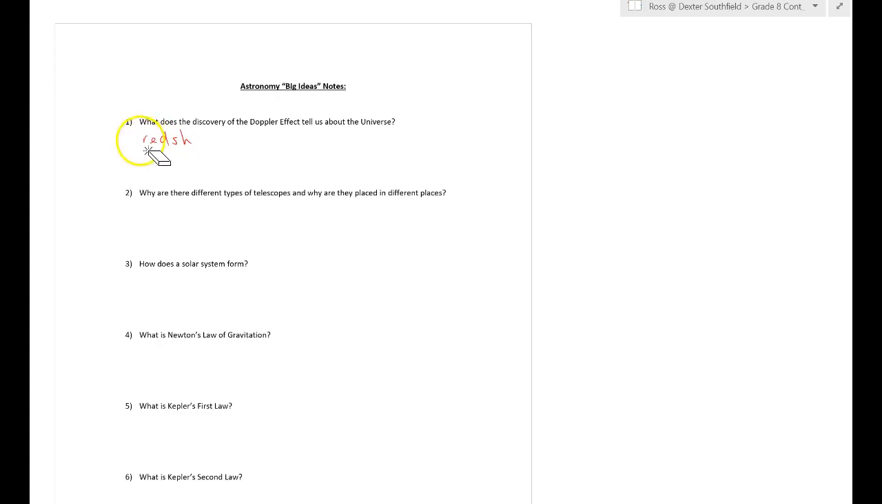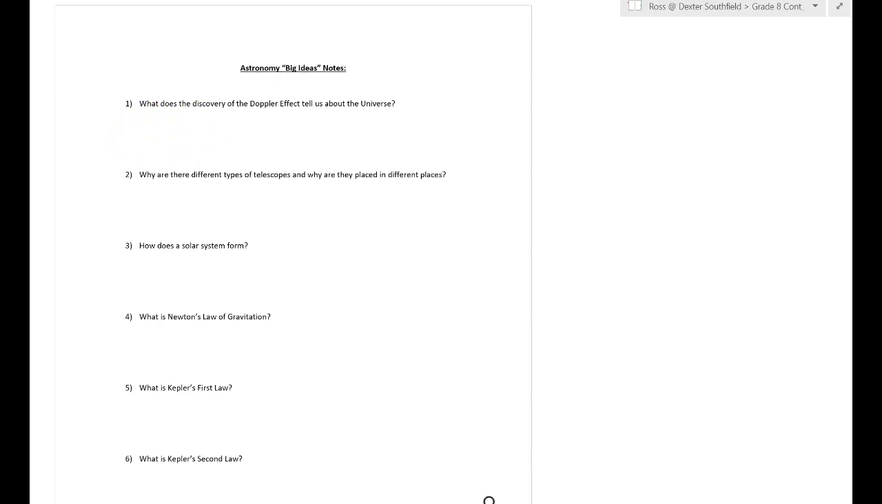Sorry, my handwriting there is horrible. Let's try that again. Redshift. Redshift tells us that lights, meaning stars, that are moving away from us appear red.